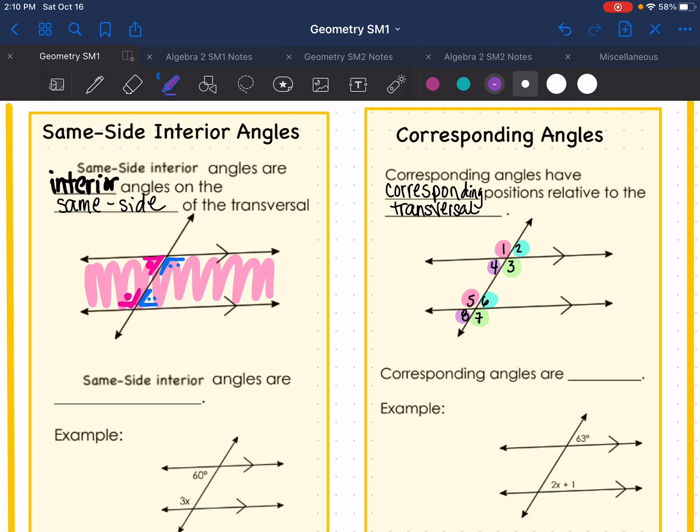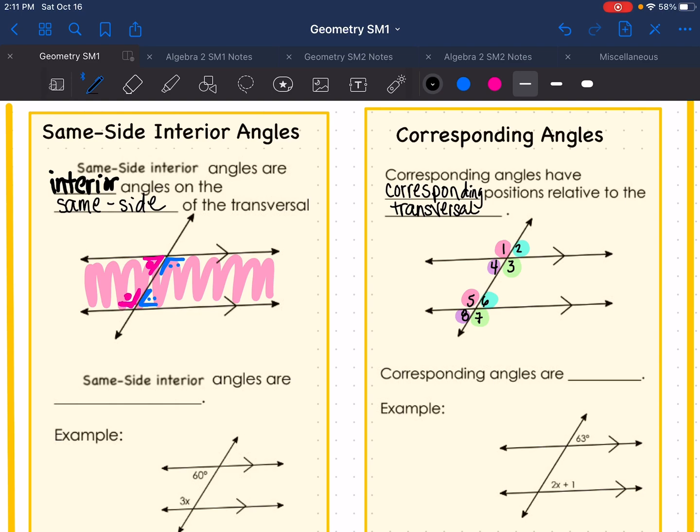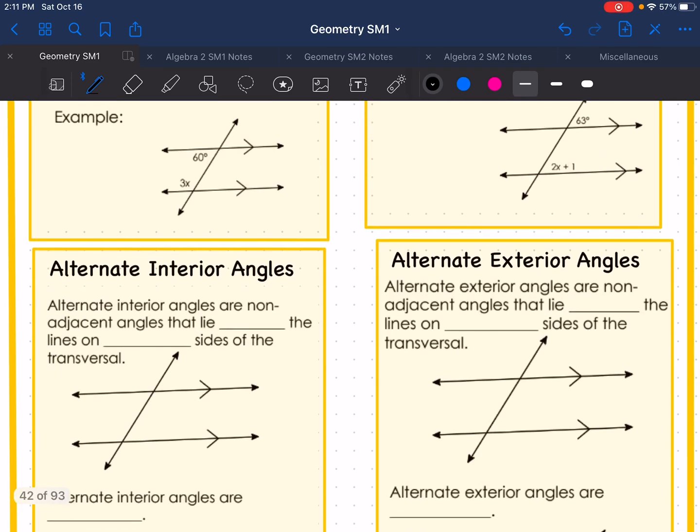It's all about their position in the set of 4 around line A and around line B relative to the transversal T. Okay? And once again, we'll come back and we'll talk about what they are to each other and do that example in the next lesson.